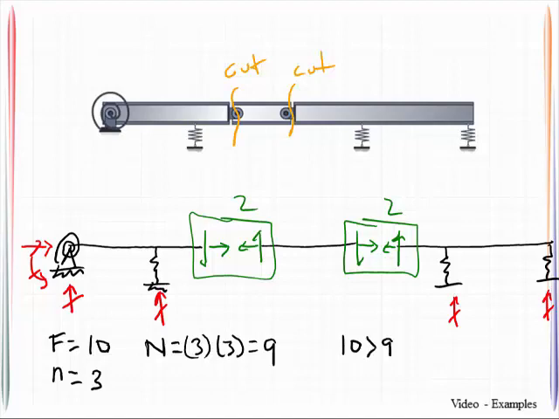10 is greater than 9, which means we are statically indeterminate to the first degree. We are stable because our reactions are not all parallel, and they are not all concurrent. They're not all acting through the same point.